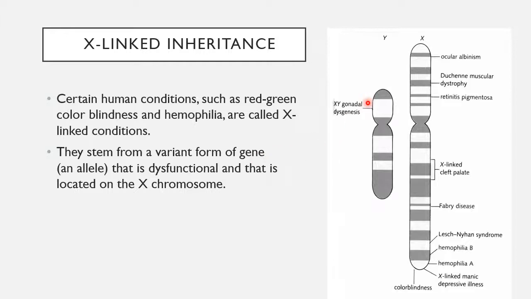So if you look over here in the picture, we have our Y chromosome, we have our X chromosome, and if there is a problem when these chromosomes get duplicated and made, if there's a problem at these specific locations, these different diseases occur. So one of those is, there's two different types of hemophilia, and there's also the color blindness. So those occur on the X chromosome.